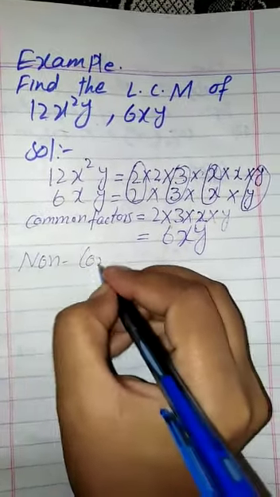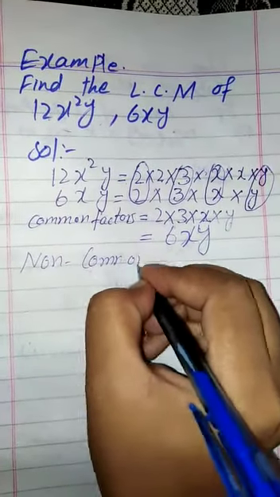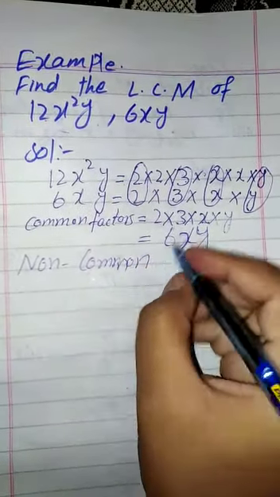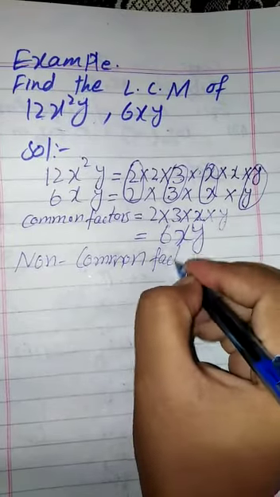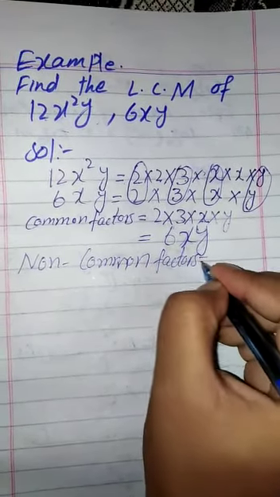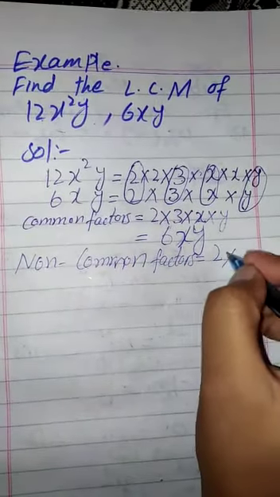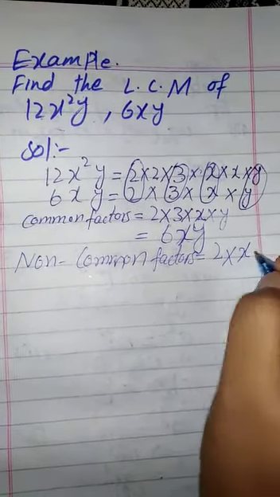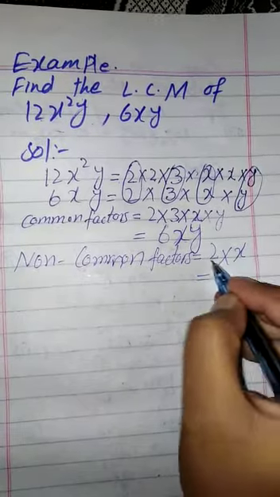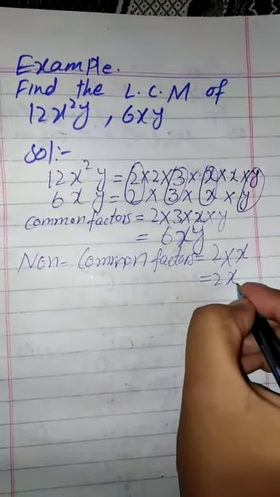Now we take the non-common factors. Non-common factors are equal to 2 multiplied by x. 2 multiplied by x is 2x.